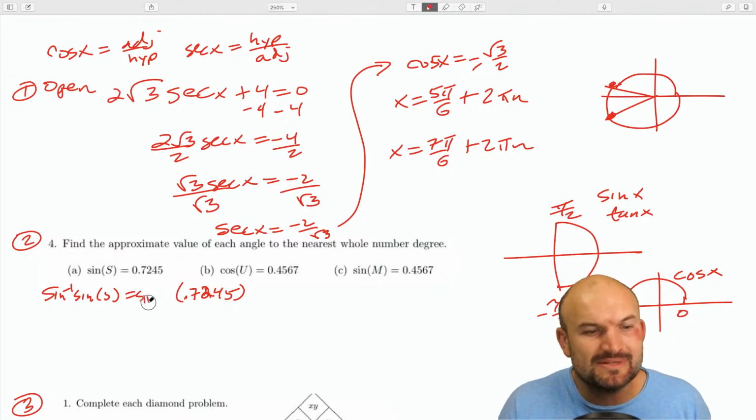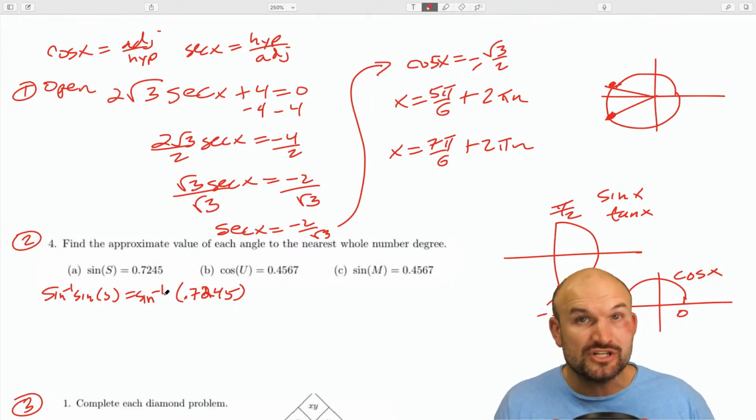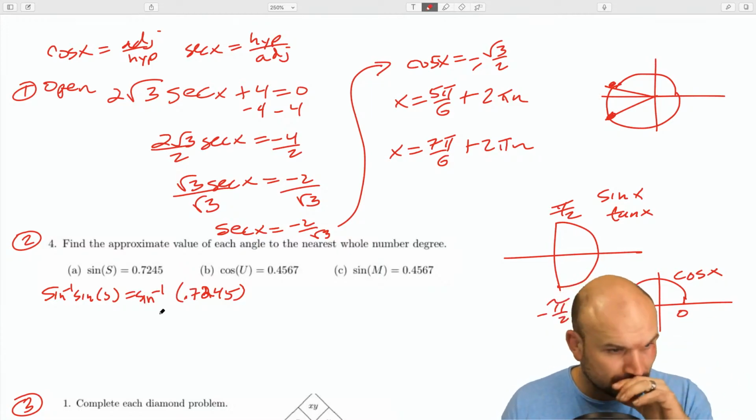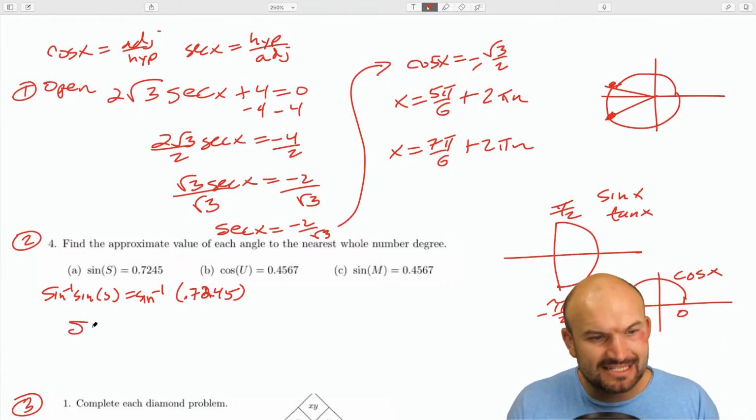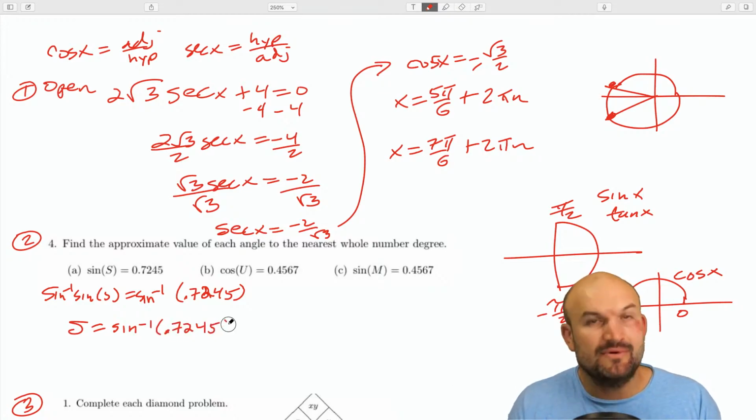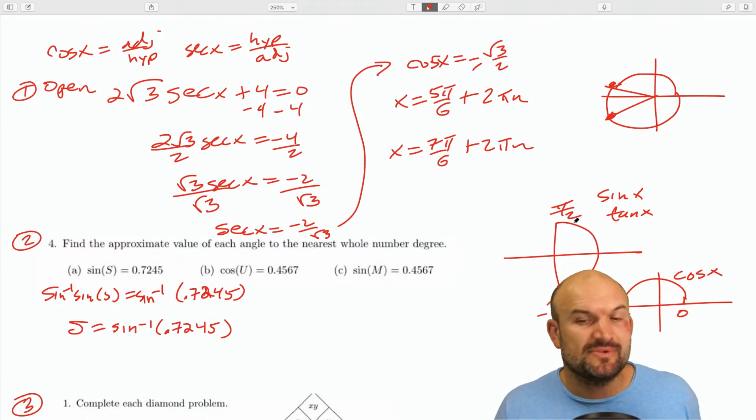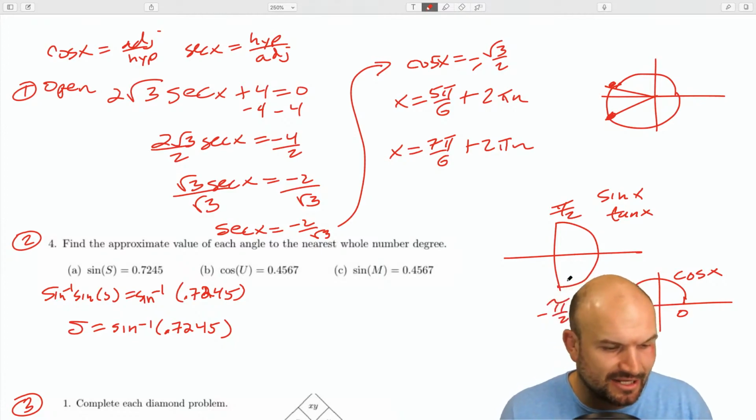But when you're trying to type something into a calculator, right, if it's a function, there can only be one answer. So what we have here is s equals the sine inverse of 0.7245, right? We can only have one answer. Now this answer is going to be between pi halves and negative pi halves. Then again, you could find the answer in degrees or in radians.